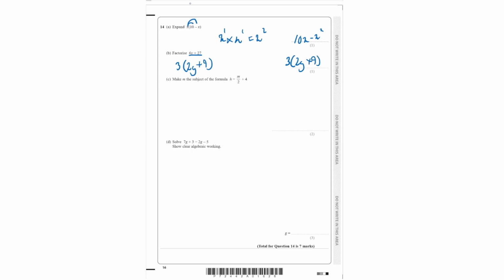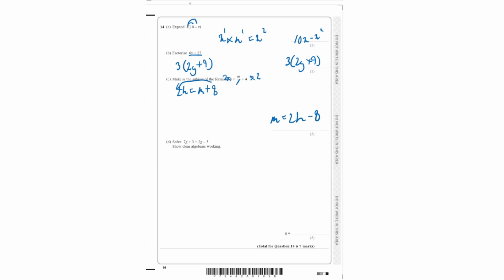Make m the subject of the formula h is equal to m over 2 plus 4. So firstly, I can multiply by 2 on both sides to remove this. So 2 times h is 2h is equal to m. Now don't forget that the 4 is multiplied with 2, so we have 8 here. Then we bring 8 to the other side, so that becomes a negative. So that means m is equal to 2h minus 8.